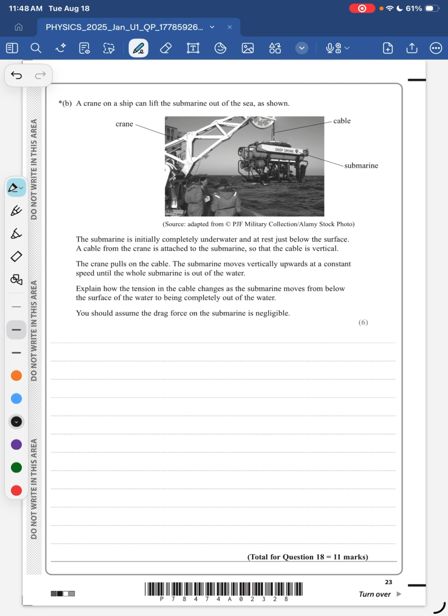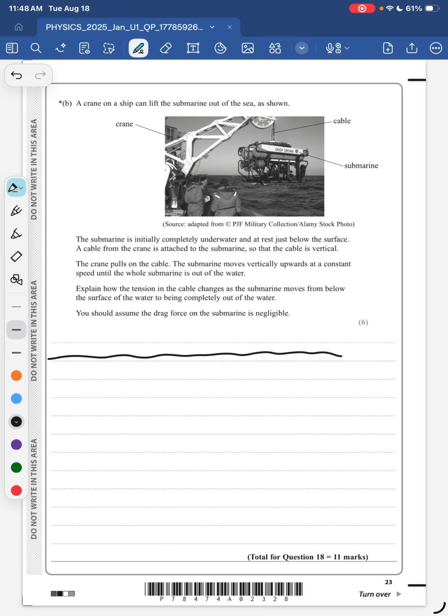So a crane on a ship can lift the submarine out of the sea as shown. The submarine is initially completely underwater and at rest just below the surface. A cable from the crane is attached to the submarine so that the cable is vertical. The crane pulls on the cable. The submarine moves vertically upwards at a constant speed until the whole submarine is out of the water. Explain how the tension in the cable changes as the submarine moves from below the surface of the water to being completely out of the water. You should assume the drag force on the submarine is negligible. Okay, I mean, because the speed is low, I guess.